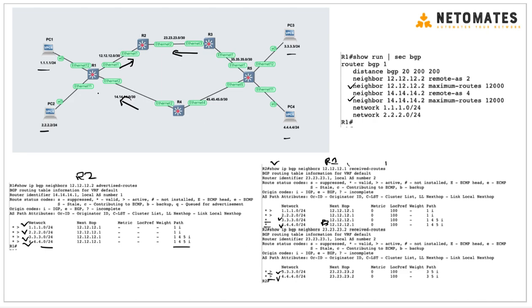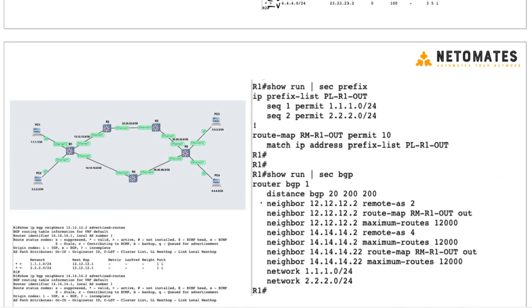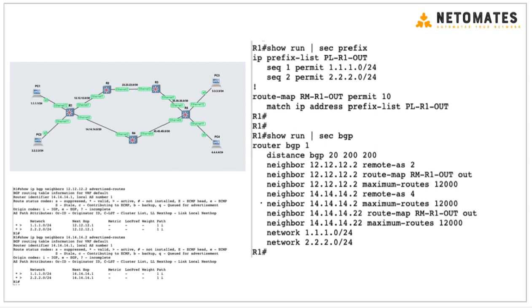But what we want to avoid in this topology is R1 advertising these 3 and 4 networks, because 3 and 4 are connected to R5, and we only want R5 to advertise these routes. We don't want R1 to advertise these routes to the peers. So let's see how we can achieve that.